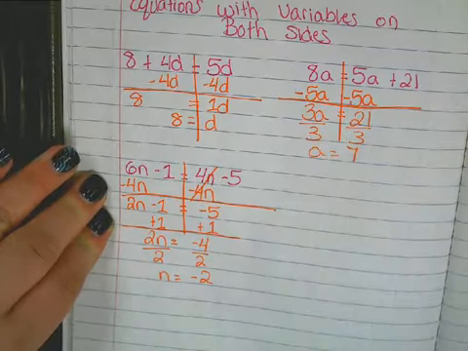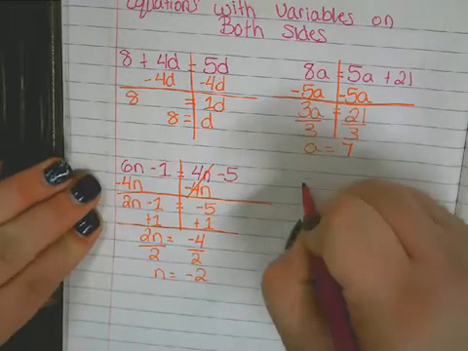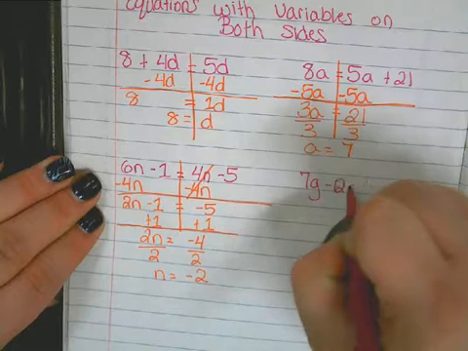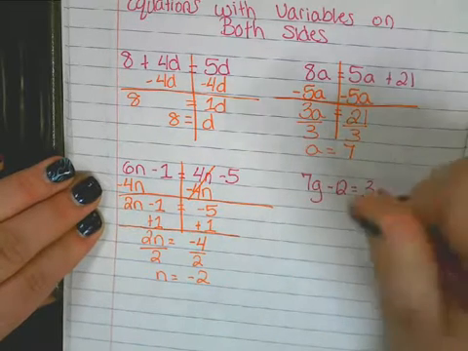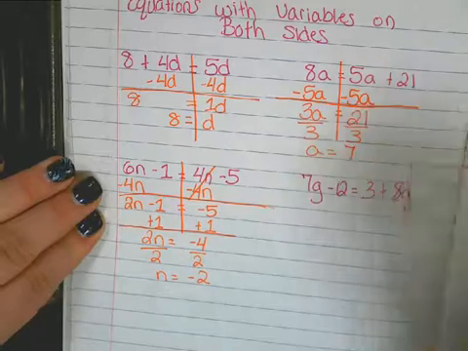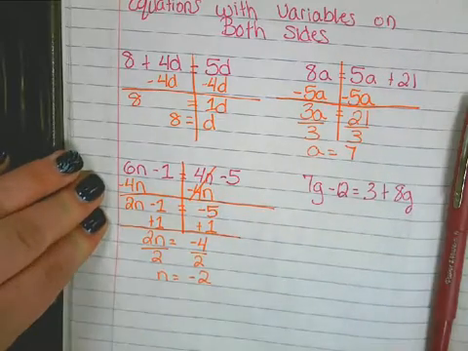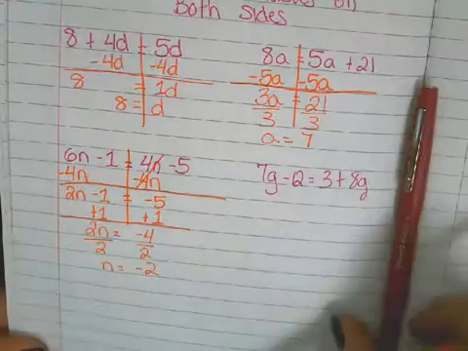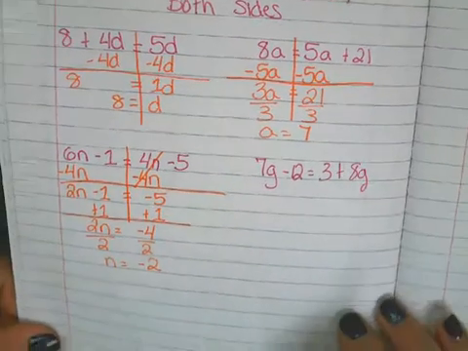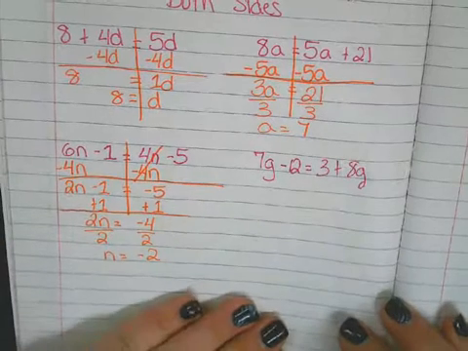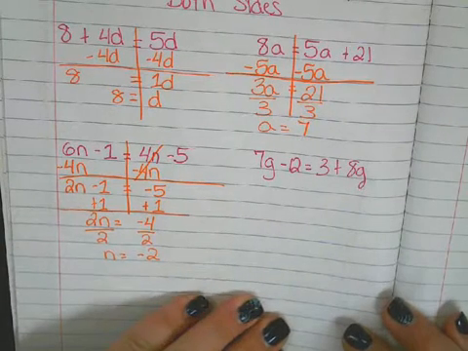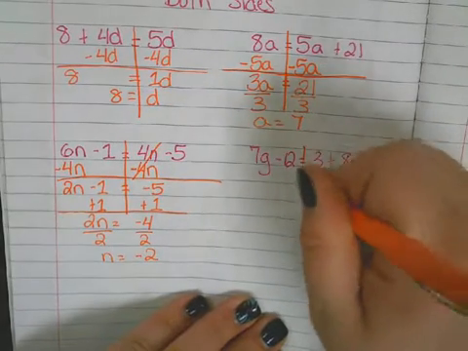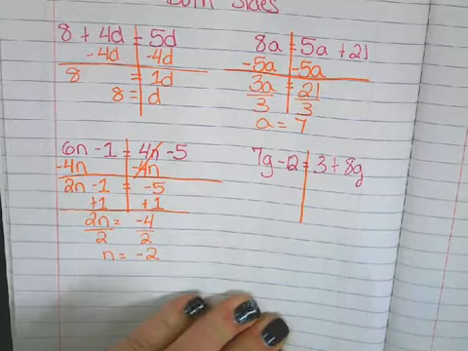Let's try 7g minus 12 equals 3 plus 8g. How do you know what side to go to? Does it matter? Doesn't matter. So I'm going to draw my line. As long as I do the opposite of something, it doesn't matter where I start.